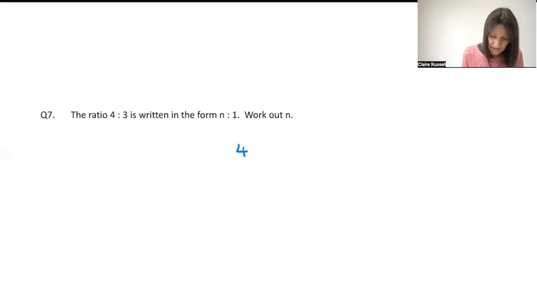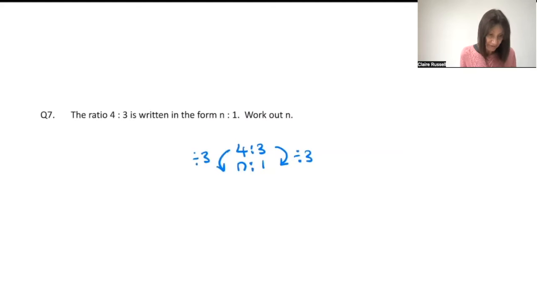Okay, always write in columns. Get them on top of each other, not in this row, because then you can see what side you're working on. This side has got to go from 3 to 1. So I'm going to divide by 3. So I've got to do the same on this side. When I divide that through by 3, 4 divided by 3 is giving me 1.33, and on it goes.